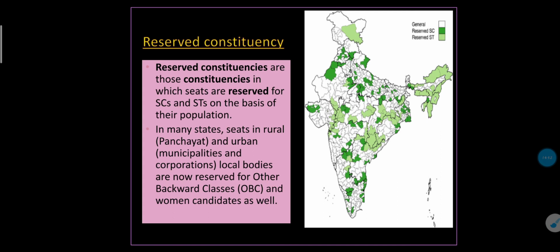The constituencies, or small areas for the purpose of election, which are reserved for the communities of SC, ST, OBC or women, are known as reserved constituencies. In those particular constituencies, the representatives are chosen from that particular community only. If you see the Lok Sabha constituencies or the state constituencies, you can observe that some of the seats are reserved, which are known as reserved constituencies.